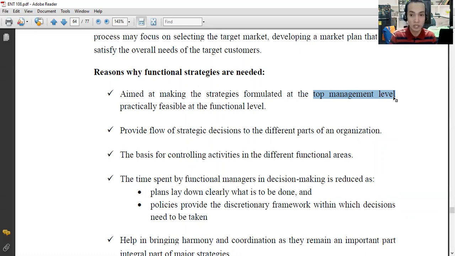So these business function strategies are interrelated and interconnected with each other. They are not mutually exclusive, and therefore the strategic decisions in each of these business functions should interrelate with each other.